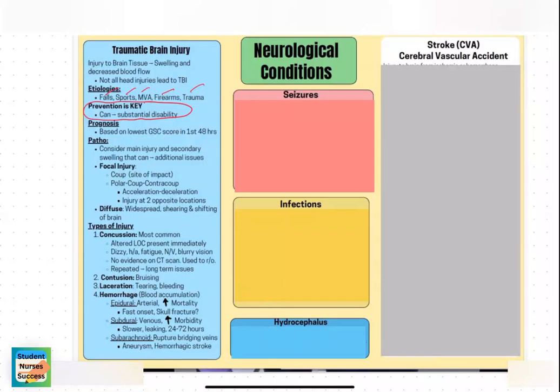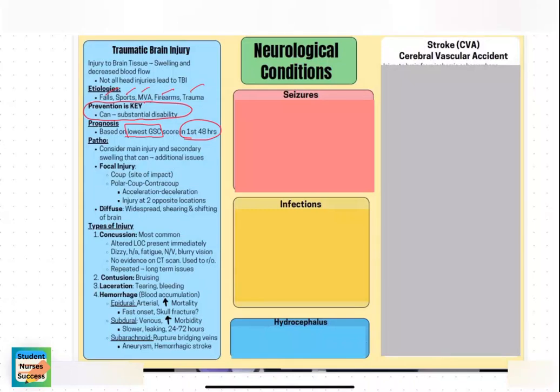When we talk about the prognosis of a traumatic brain injury, we really base the prognosis on the lowest Glasgow Coma Score in the first 48 hours. We know that the initial injury is bad enough, but we also know that with any injury, inflammation can make it worse and cause increased swelling and increased intracranial pressure. So we do watch that first 48 hours.